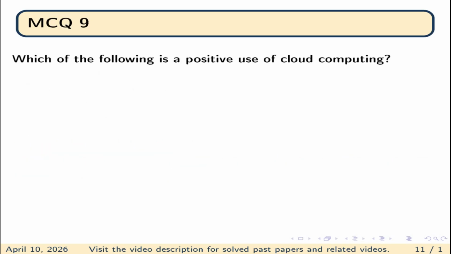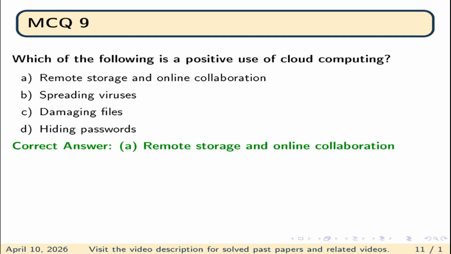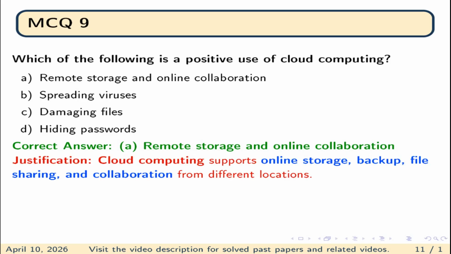Question number 9. Which of the following is the positive use of cloud computing? Remote storage and online collaboration, spreading viruses, damaging files, hiding passwords. The correct option is remote storage and online collaboration. Cloud computing supports online storage, backup, file sharing, and collaboration from different locations.